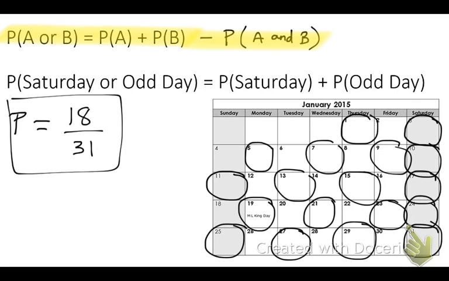So hopefully you can understand how these two things are not mutually exclusive, and that's because some of these days that are Saturdays are also odd days. For example, the 3rd is an odd day, the 17th was an odd day, and the 31st were odd days. So those three days right there were our overlap. They were Saturdays and odd days. If we strictly followed this formula, we'd need to subtract out those overlaps so you don't double count them. But that's okay because we have a picture here so we could easily count them and not worry about the overlap.